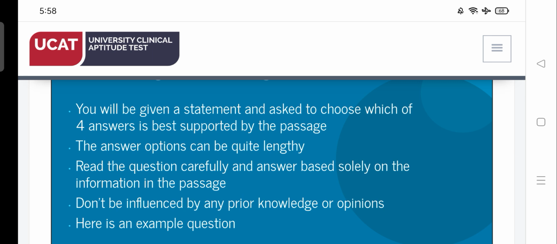In these types of questions, a statement is given and you are asked to choose which of four answers is best supported by the passage. The answers could be lengthy. You just have to read the question carefully and then you can choose the right answer option.